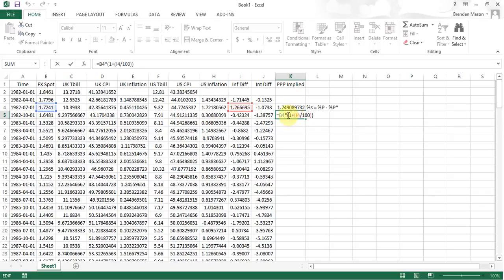See what it's doing? What's my forecast of 1982 quarter 4's exchange rate? Well, I'm going to take the previous quarter's exchange rate and scale it up, basically multiply it by the inflation differential here, which is what I'm doing here. Right, so what this column right here, this PPP implied, is saying is that next period's exchange rate should be today's exchange rate adjusted for today's inflation differential.